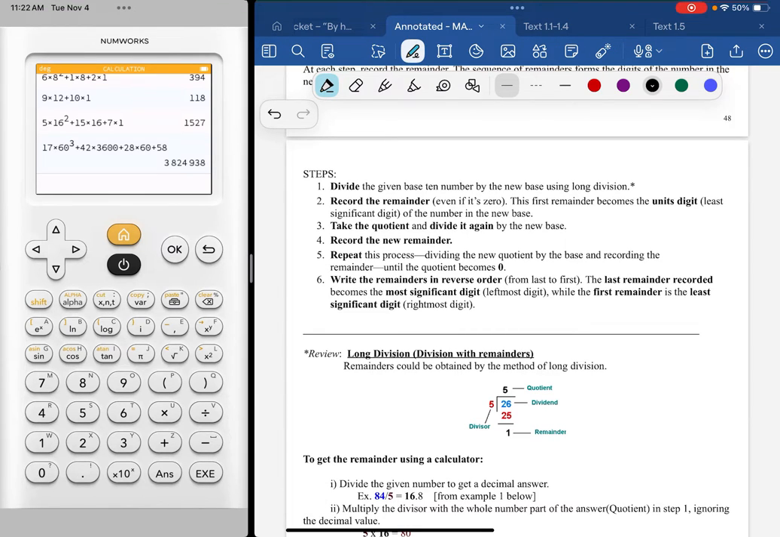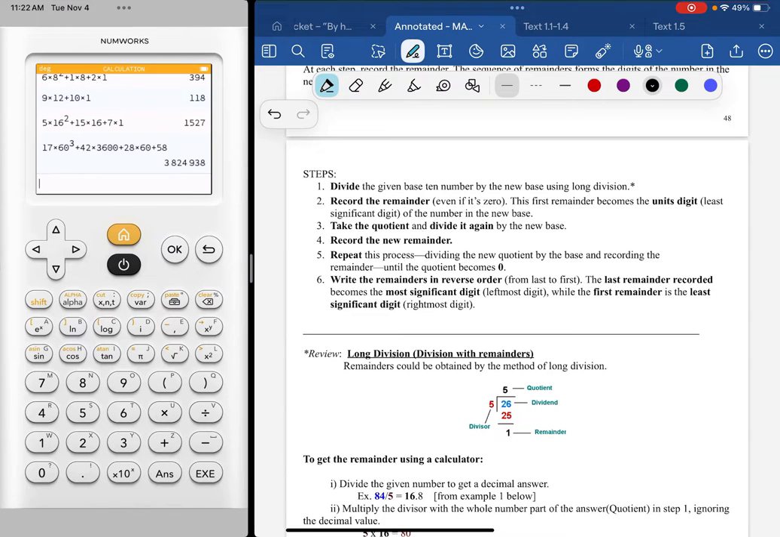First thing you do, divide the given base 10 number by the new base using long division. Record the remainder even if it's 0. The first remainder becomes the units digit. All right, so that's the least significant digit of the number in the new base.